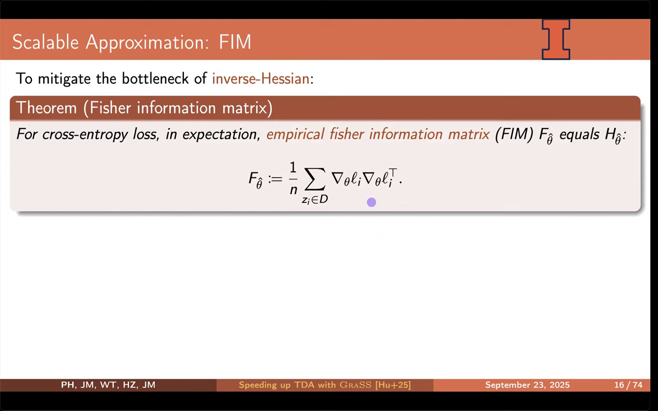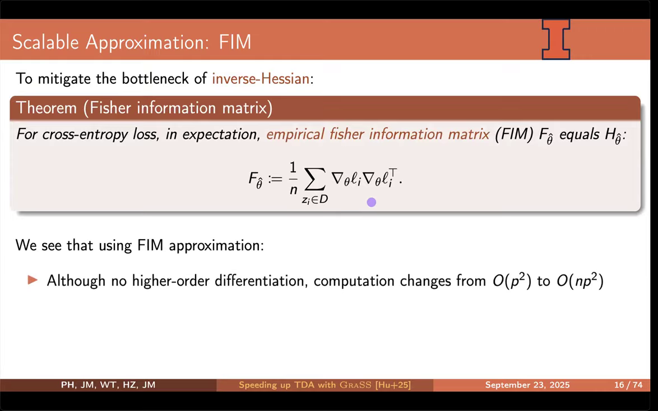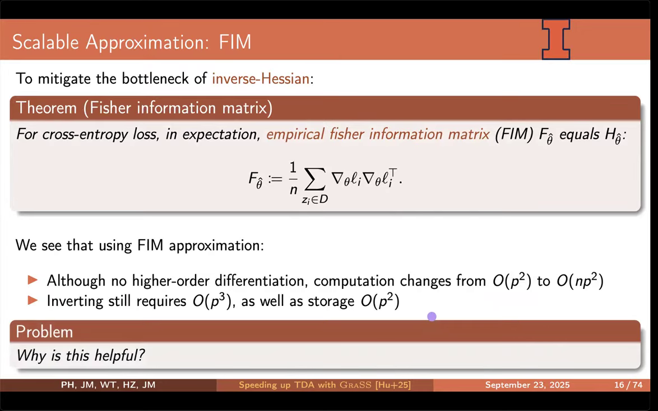So we should ask: sure, we can replace the Hessian by the FIM, but does this help? We see that not really. Although we avoid computing higher-order differentiation, which takes P squared, in this form it will take O(NP squared), because we compute this outer product for each per-sample gradient, which takes P squared, and there are N of them. That is even slower than just computing the second-order differentiation. Also, inverting still requires P cubed because this is still a P by P matrix, as well as storage. So why is this helpful?